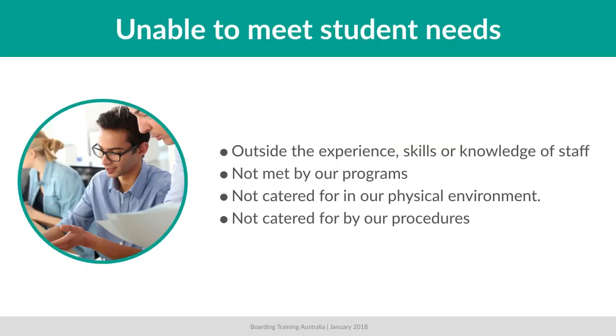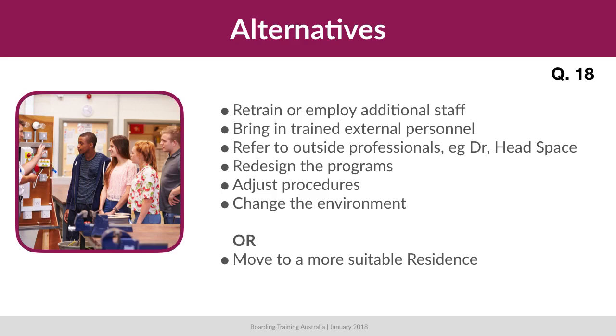If you're not able to meet the student's needs, like if it's outside the experience, skills or knowledge of staff, or if it's not catered for in the program or by the procedures, there are alternatives. This might be to retrain or employ additional staff, bring in external personnel, refer to outside professionals, redesign the program, adjust procedures, change the environment, or work with the student so that they can move to a more suitable residence.